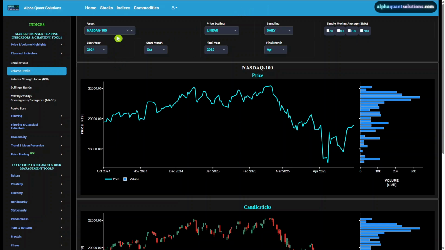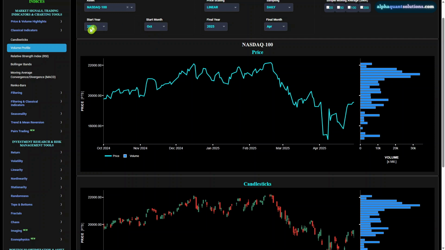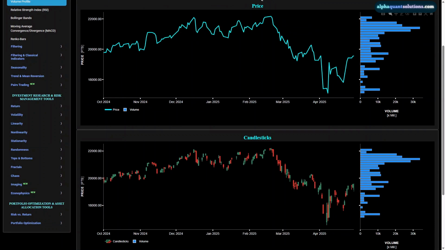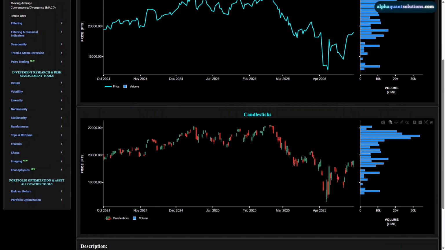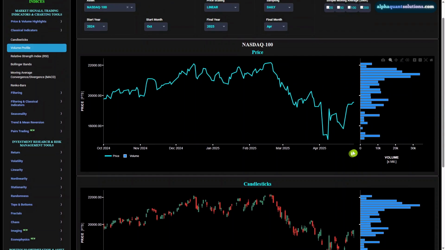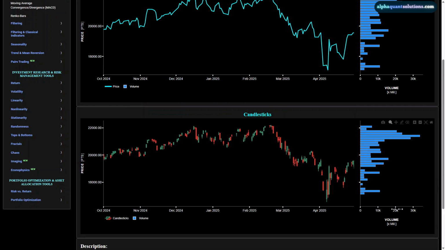So here we have selected the Nasdaq 100 between October 24 and April 25. And you see this is regular price and this is candlesticks in the bottom. And the right chart is precisely the volume profile. So it shows the volume on the x-axis and the y-axis is price levels. So you see a horizontal distribution, horizontal histograms.